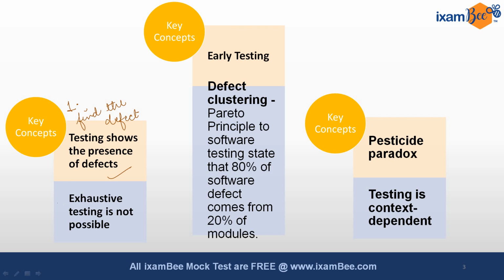Then the second concept is that exhaustive testing is not possible. What I mean is that there is no software which is deployed and said to be 100% error free. There are always some chances, 1 or 2%, where the software can behave in some random manner which is not tested. So exhaustive testing is not possible.